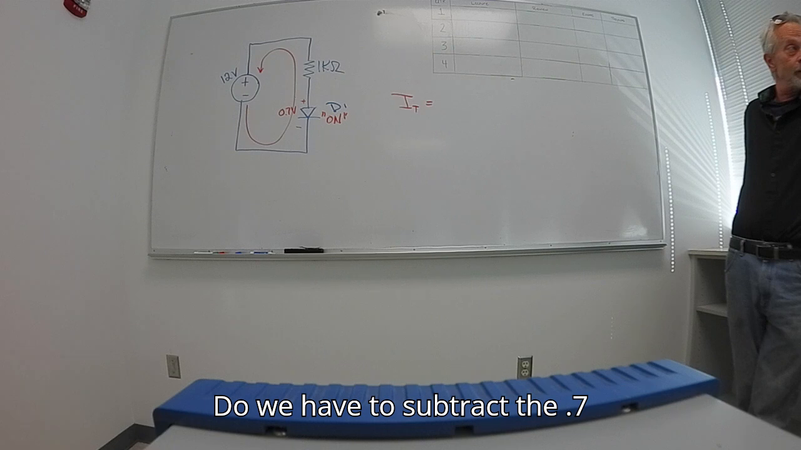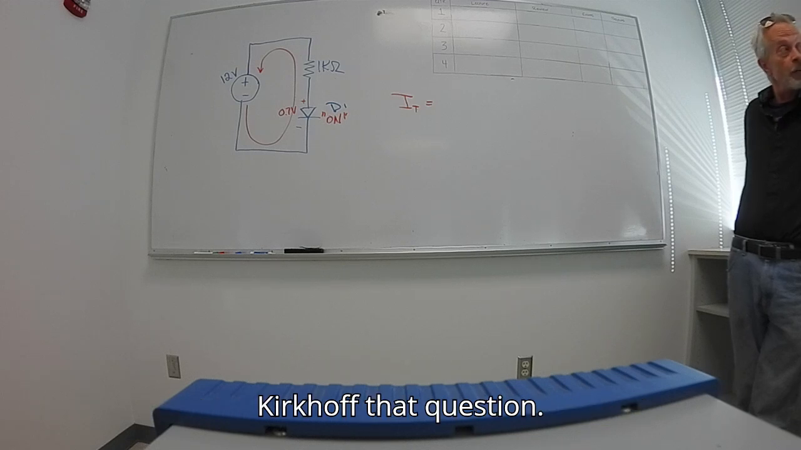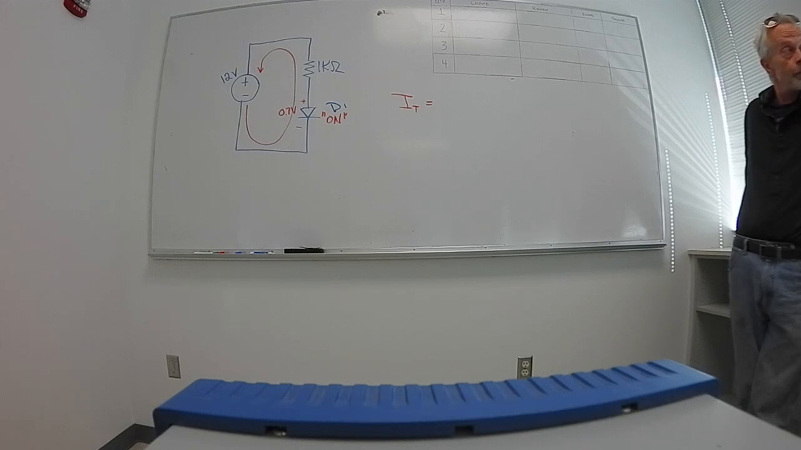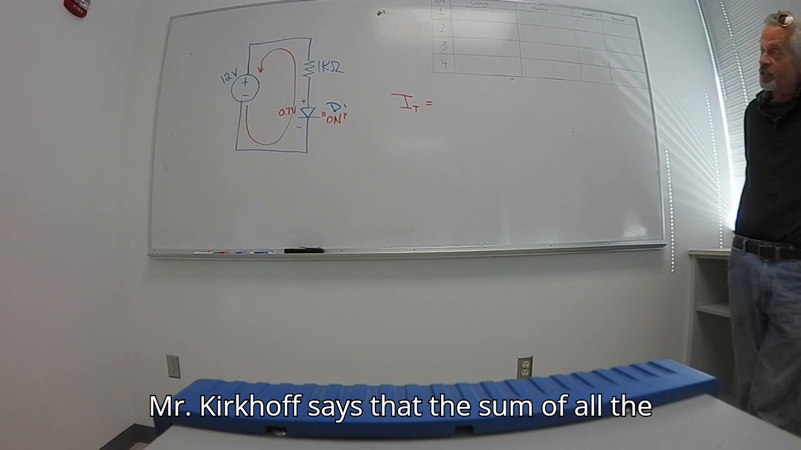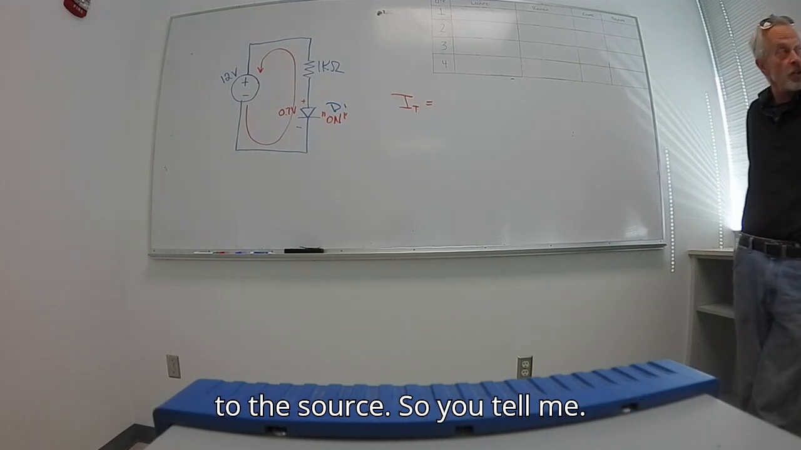Do we have to subtract the 0.7 from 12 first? You're going to have to ask Mr. Kirchhoff that question. Oh yeah, hold on. Mr. Kirchhoff says that the sum of all the voltages around a circuit has to add up to the source. So you tell me.